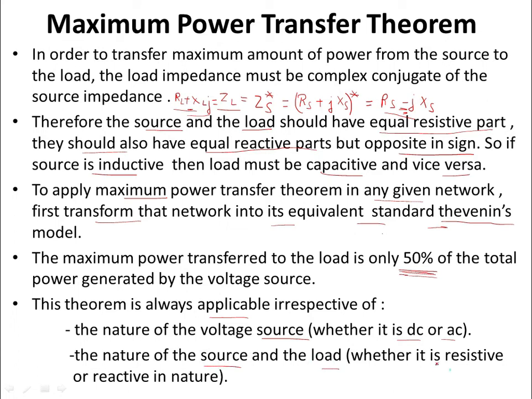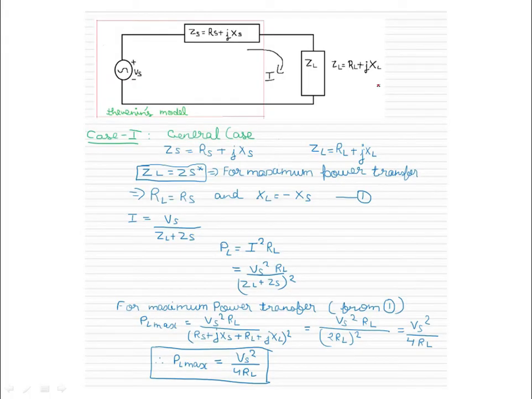Means it can be resistive, reactive, or any RLC combination. Okay, now see, this is the Thevenin's model. This is the VOC voltage, and this is a Z equivalent, which we have denoted by ZS, and its value is RS plus JX. And this Thevenin's model is supplying current to the load, which is RL plus JXL. So first we'll study the general case.